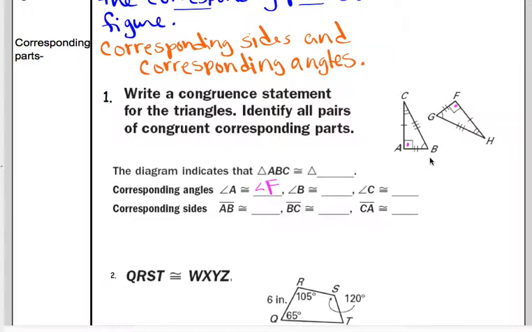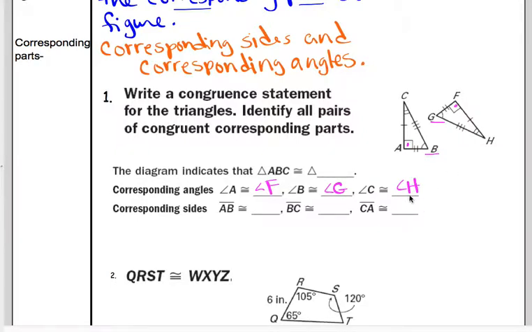So angle A corresponds with angle F. Looking at the picture, see how B has 1 arc on its angle? It corresponds with the angle that has 1 arc on it over here, which would be G. So angle B is congruent to angle G. And angle C has 2 arcs. H has 2 arcs. So angle C corresponds with angle H. So those are my 3 sets of corresponding angles.